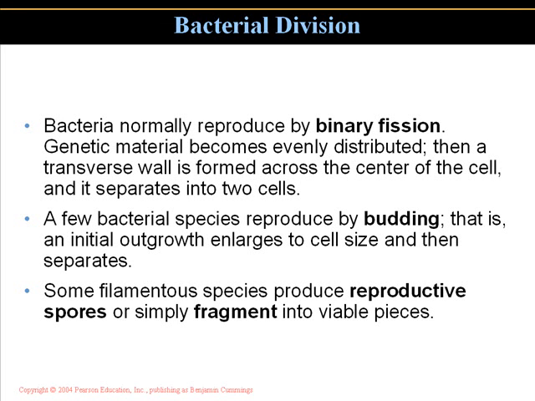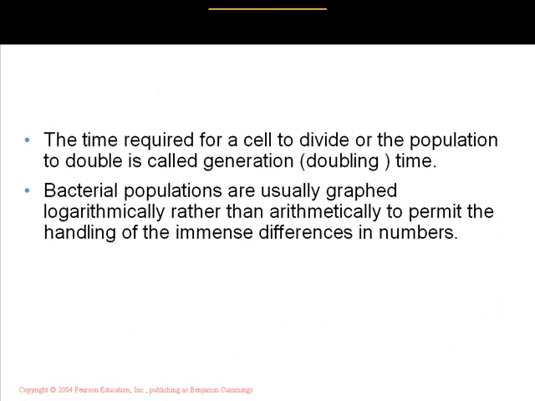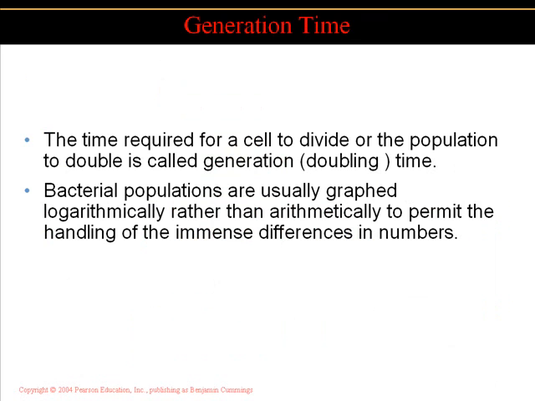A few bacterial species use the budding process. That is, the initial outgrowth enlarges the cell size, and then it will separate. Some filamentous species produce reproductive spores or simply fragment into viable pieces. This is just an illustration out of your book demonstrating binary fission. Again, you see the cell elongates, the plasma membrane divides, cross walls develop, and two separate cells are generated. This is just an electron micrograph of this mechanism taking place in a particular type of microorganism.